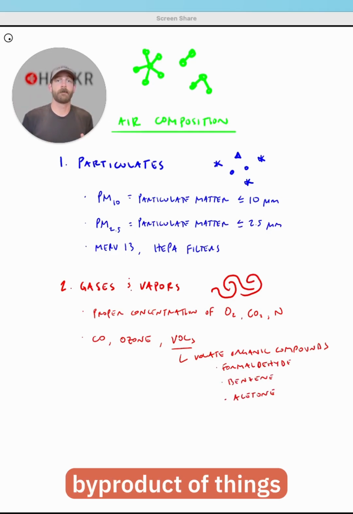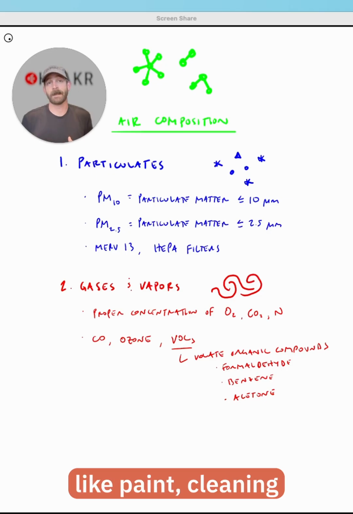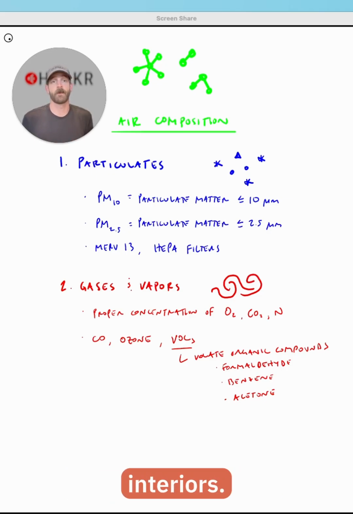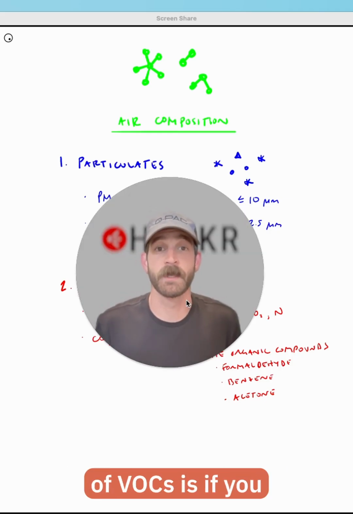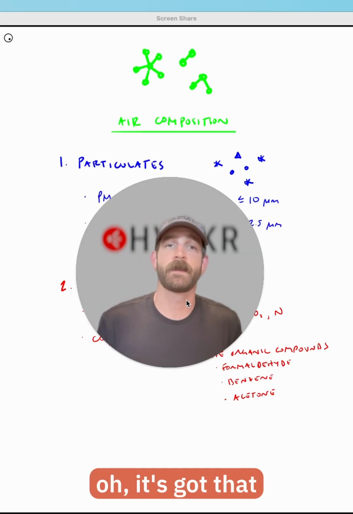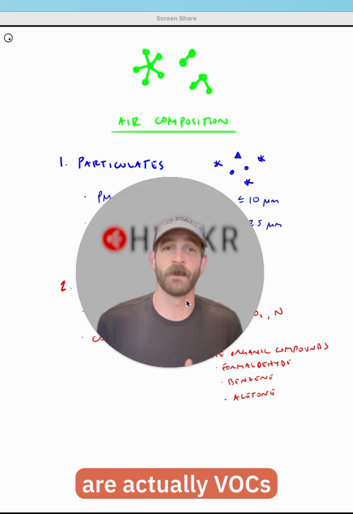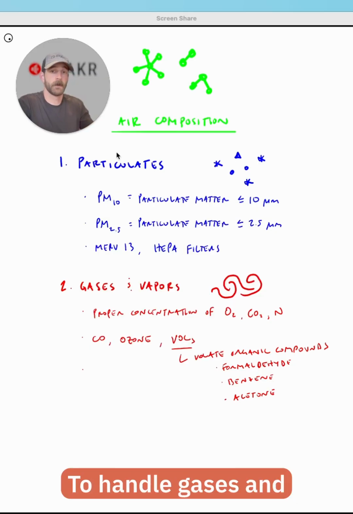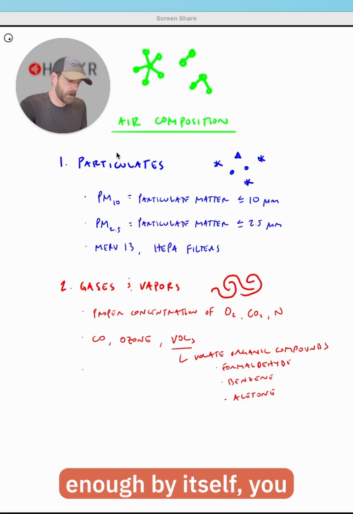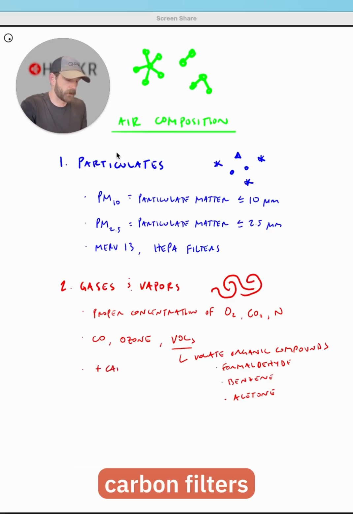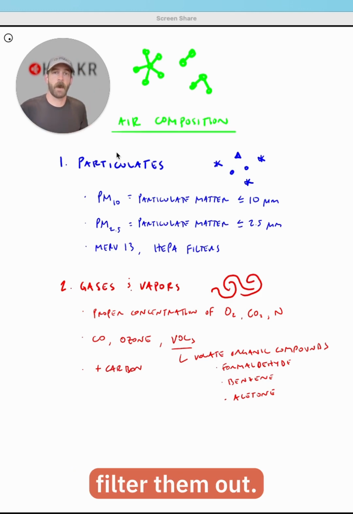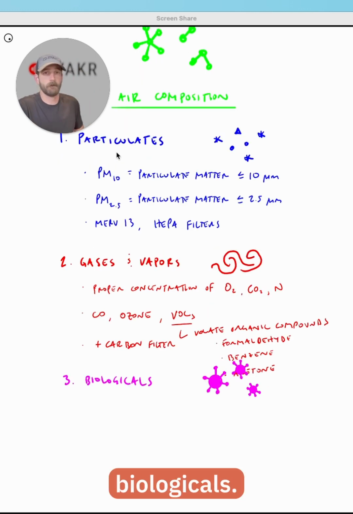VOCs are usually a byproduct of things like paint, cleaning chemicals, and other chemicals that are a part of your space, a part of your interiors. Another way to think of VOCs is if you walk into a newly constructed building and think, oh, it's got that new car smell. Those are actually VOCs off-gassing. To handle gases and vapors, MERV 13 and HEPA isn't going to be enough by itself. You have to also include carbon filters, and that carbon can actually absorb the gases and vapors to filter them out. The third category is biologicals.